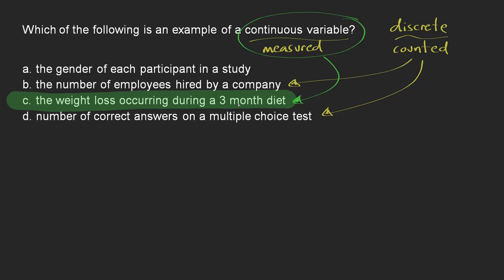But I should point out that part A is a little bit confusing. The gender of each participant in the study. Now, gender isn't really something you would ever think about measuring or counting for that matter. So we have to have a different way of identifying the difference between continuous variables and discrete variables. Now, one of the ways to do that is to look at a different example.